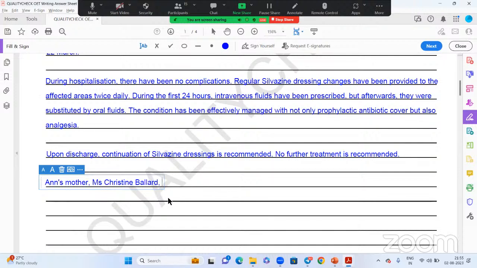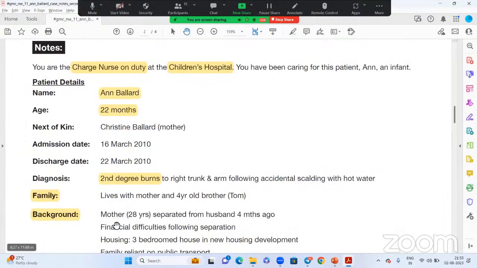These are called nouns in opposition. Who is Anne's mother? Miss Christine Ballard. Who is Miss Christine Ballard? Anne's mother. They both are one and the same. Anne's mother is Christine Ballard; Christine Ballard is Anne's mother. That means is equal to. Whenever there is equal to, you have to put in commas. That's it. Now, next one.